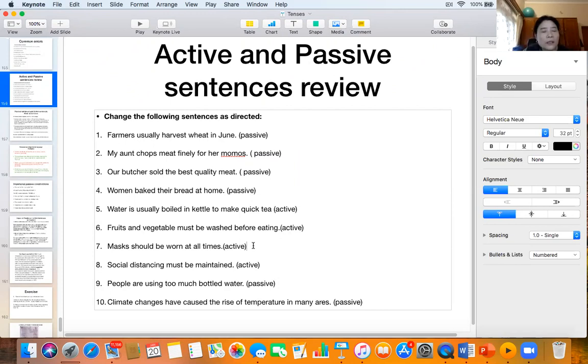Okay. Masks should be worn at all times. We should wear masks. No, not worn. Wear. Worn is the participle. We should wear masks at all times. All right. We should wear masks at all times.